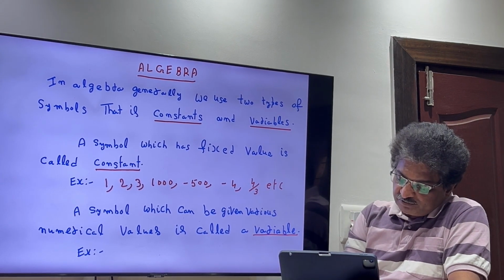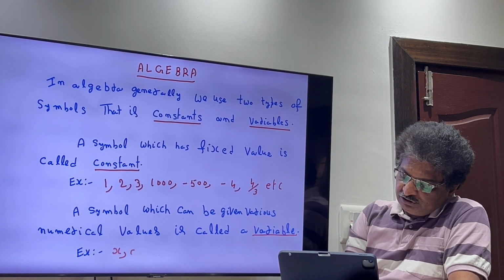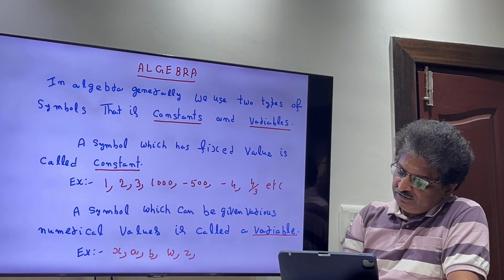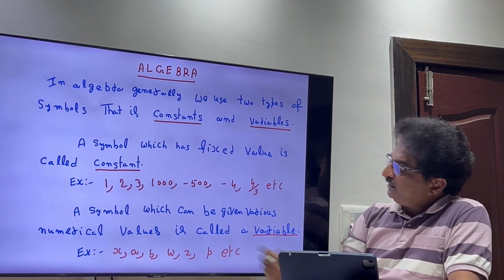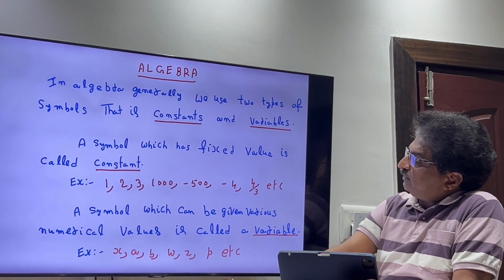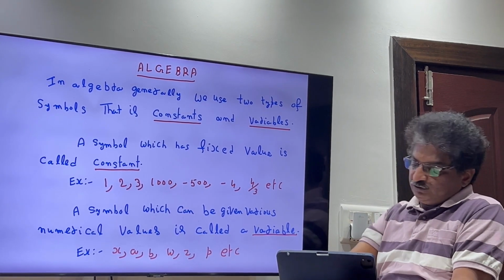Example: x, a, b, w, z, p, etc. Here all alphabets of English will come under this category, variables.